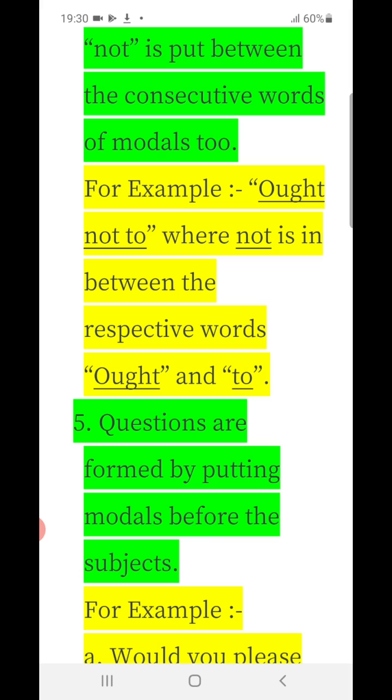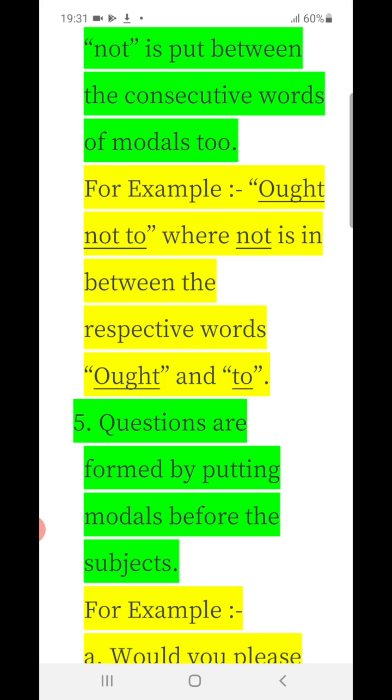Or any other modal verbs. Suppose might not, where not is after the modal might.